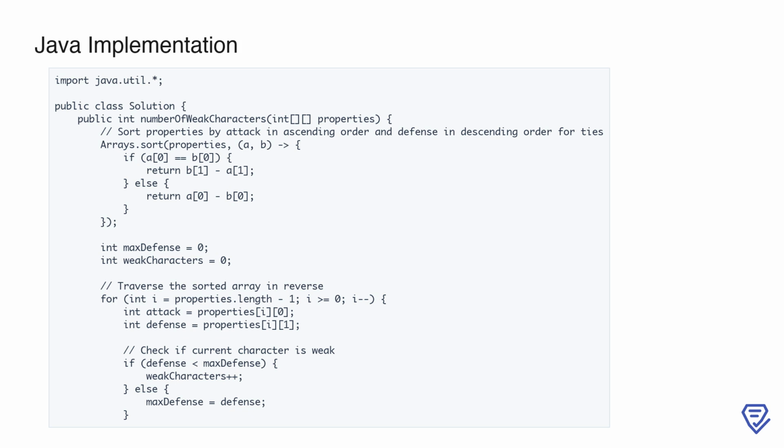Next, we initialize 2 variables, max defense, which keeps track of the highest defense value seen so far, and weak characters, which counts the number of weak characters. We then loop through the array in reverse. By traversing backward, we can use the sorted order to compare each character's defense against the maximum defense seen so far without missing any potential weak characters.